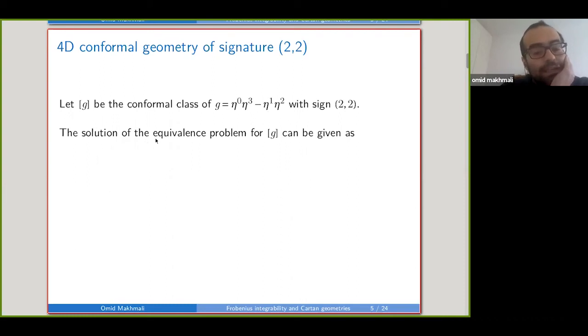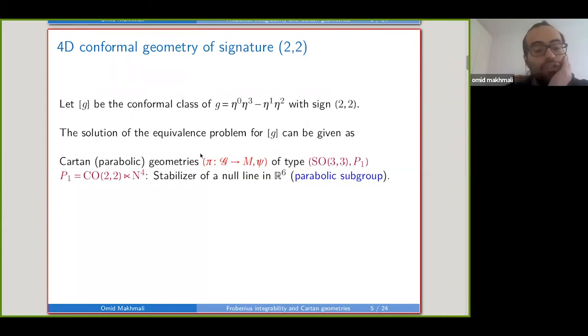And these structures, we can solve the equivalence problem for them by associating a Cartan geometry, which is basically, as we've seen in Dennis's talk, a principal P1 bundle. So it's a Cartan geometry of type SO(3,3) and P1, where P1 is the first parabolic in SO(3,3). And G is a P1 principal bundle over a four-dimensional manifold, equipped with a Cartan connection.